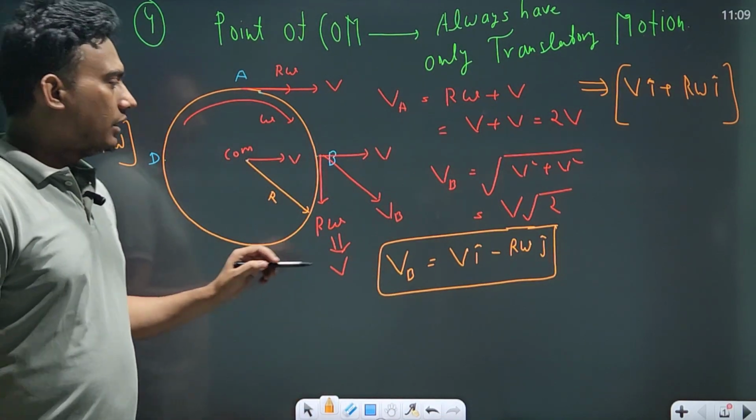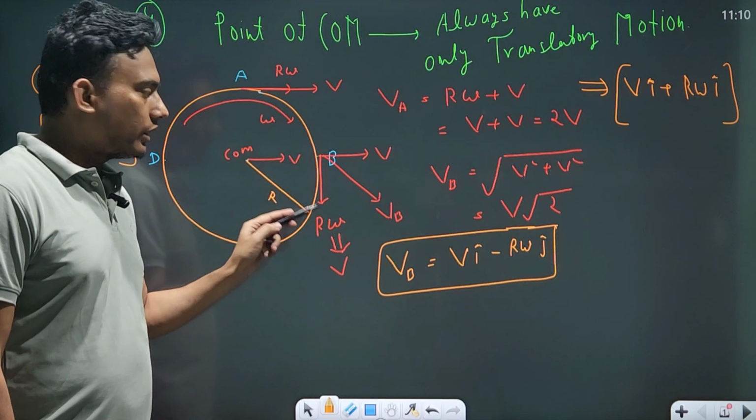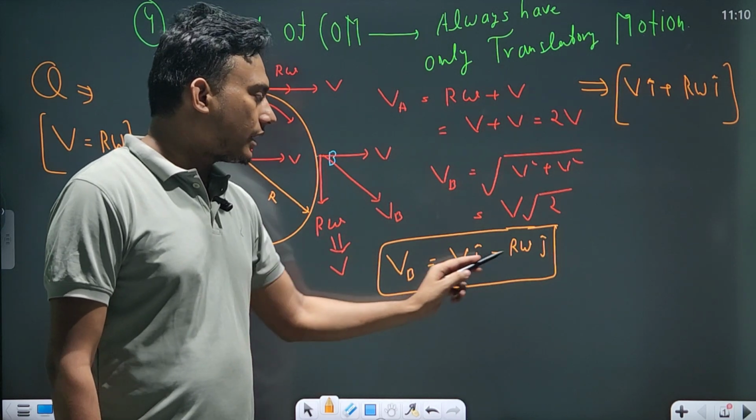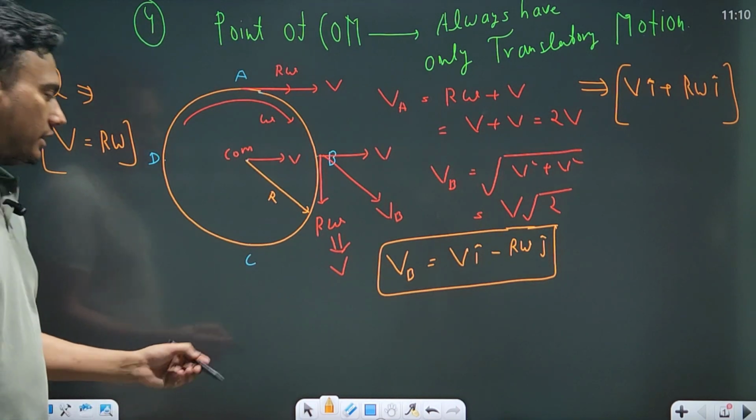What about point B? Point B has a linear speed v, and in the downward direction it has r omega downward. So the net speed will be equal to under root v square plus v square, v root 2. So Vb equal to v i cap minus r omega j cap. Okay, the same condition is applicable for point C.